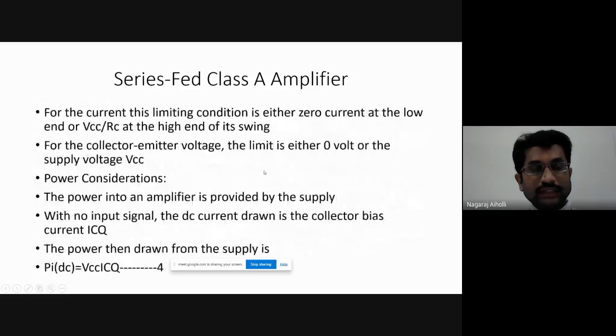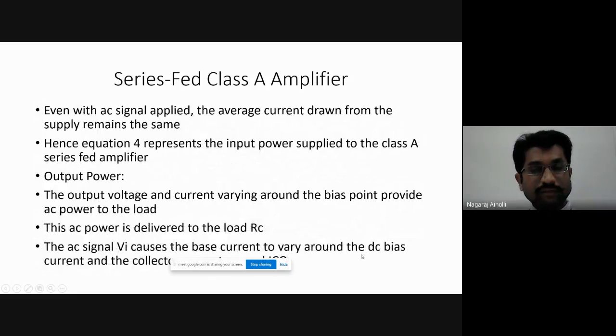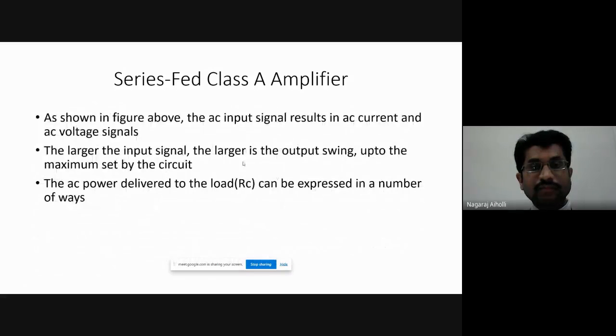The AC signal VI causes the base current to vary around the DC bias current, and the collector current as well. That is, as the AC signal VI changes, the base current changes, and as the base current changes, the collector current and the collector to emitter voltage also change. The AC input signal results in AC current and AC voltage signals. The larger the input signal, the larger is the output swing, up to the maximum set by the circuit. The maximum current is between 0 and VCC by RC, and the maximum voltage is between 0 and VCC. That is set by the maximum limit for any of the circuits.